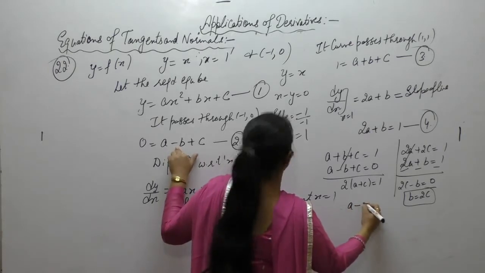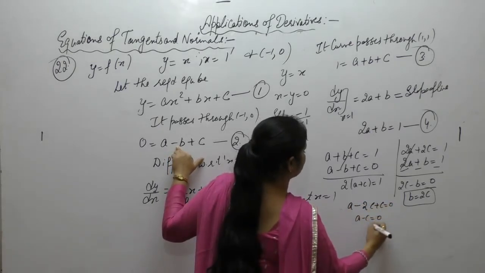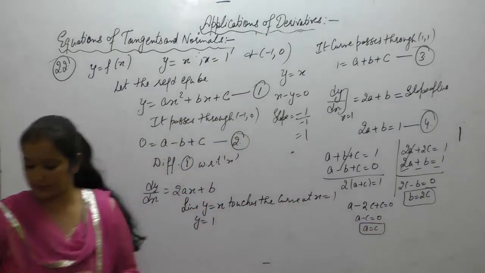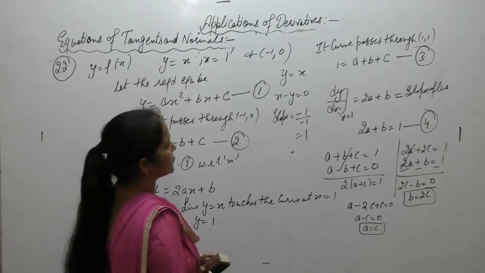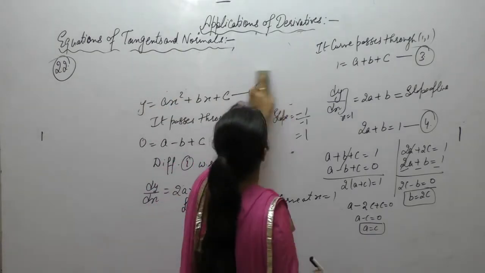A minus b is 2c plus c. A minus c is 0. So we get a is equal to c. Now put the value in equation 2.